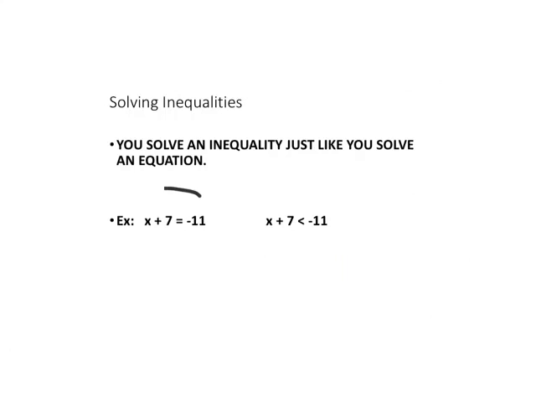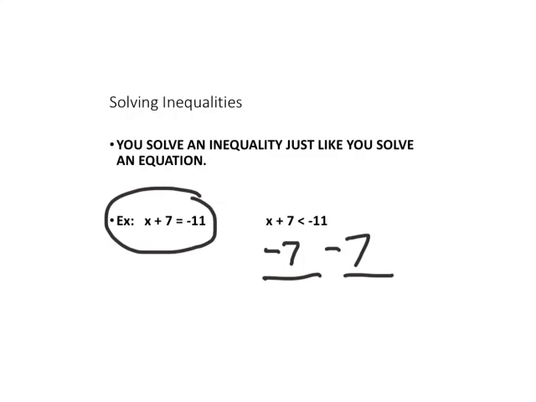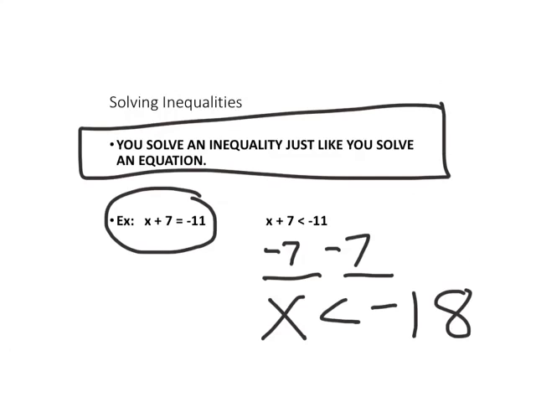So you would solve x plus 7 equals negative 11 the same way you'd solve x plus 7 is less than negative 11. The goal is to isolate the variable, so we would subtract 7 from each side. So our answer is x is less than negative 18. That's simple. You solve inequalities just like you solve equations. You may want to put that into your notes there. That's very important. You solve an inequality just like you solve an equation.